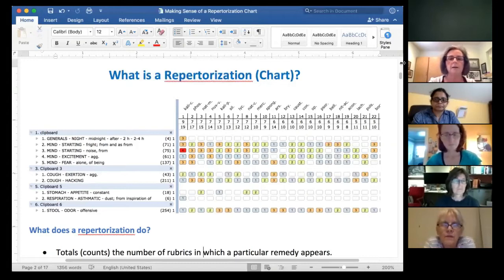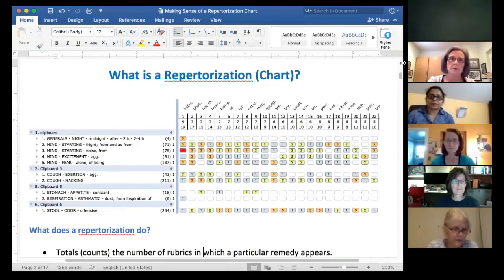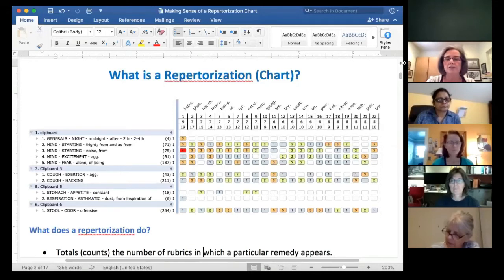So this is what a repertorization chart looks like from Radar Opus. I'm going to show you a little later some that have been done on MacRepertory. They do exactly the same thing, they're just organized a little bit differently. And there are all kinds of repertorization charts out there. There's some free software programs that you can find if you do a search on the web. So the things that we're going to talk about apply to all of them, regardless.